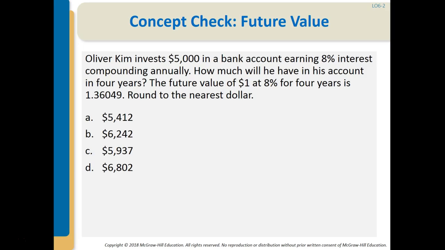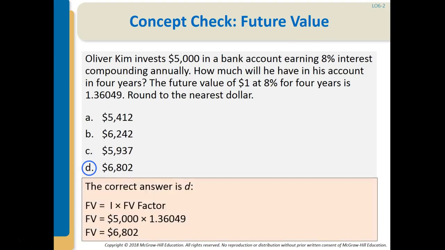Now for another concept question here. Oliver Kim invests $5,000 in a bank account earning 8% interest, compounding annually. How much will he have in his account in 4 years? If the future value of $1 at 8% for 4 years is 1.36049, and our job is to round to the nearest dollar. So the way we would do that is take the 5,000 times that factor to give us $6,802.